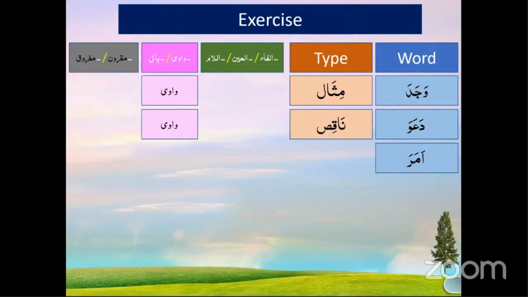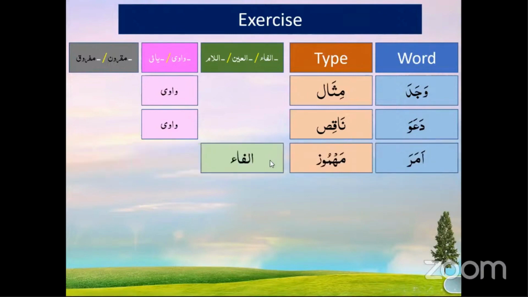Amara is Hamza, at the Fa position. It should be Misal. No, Mu'tal. Amara is Hamza, so it is Mahmuz. And Mahmuz in what position? In the Fa position. So Al Mahmuzul Fa. Got it? Okay, good.